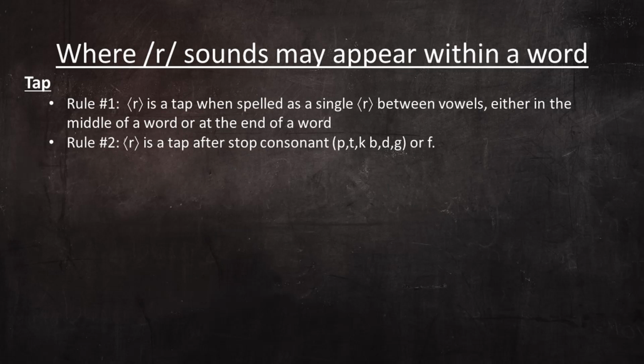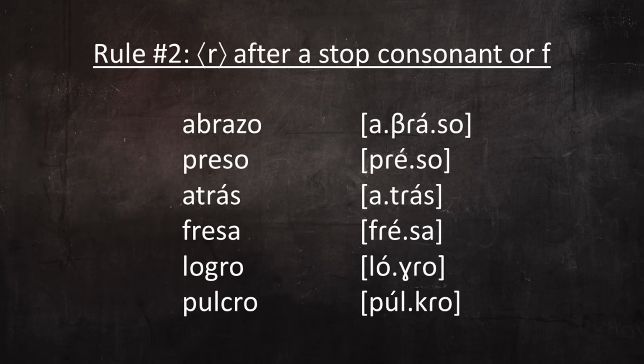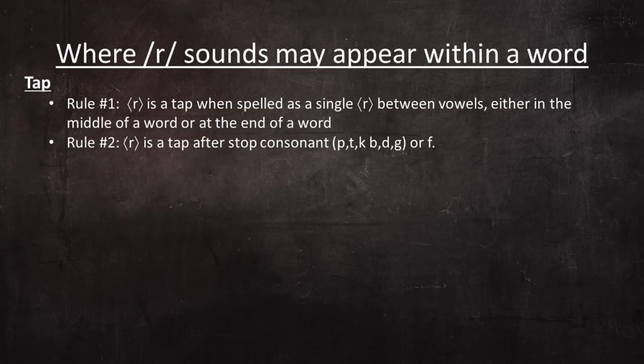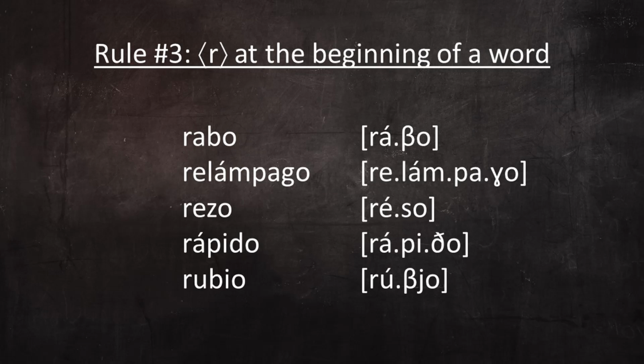R is pronounced as a simple tap when it appears after a stop consonant, or F. Listen to these examples. Abrazo, preso, atrás, fresa, logro, pulcro. There's an extremely rare and virtually insignificant exception to this rule that I'll mention in the bonus content at the end of this video. R is pronounced as a trill at the beginning of a word. Here are some examples. Rabo, relámpago, rezo, rápido, rubio.